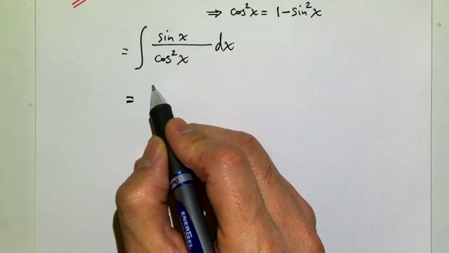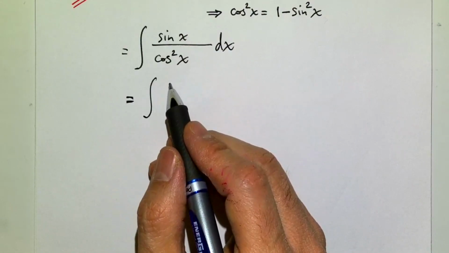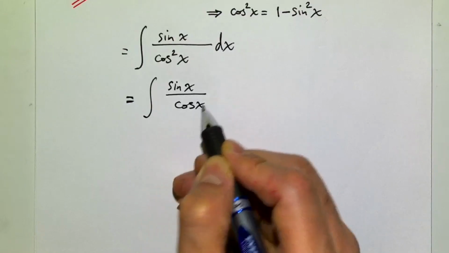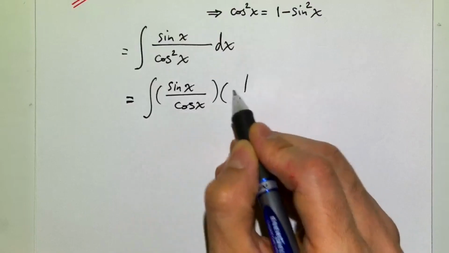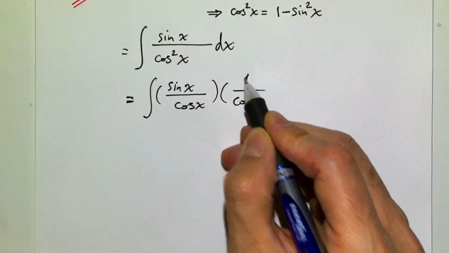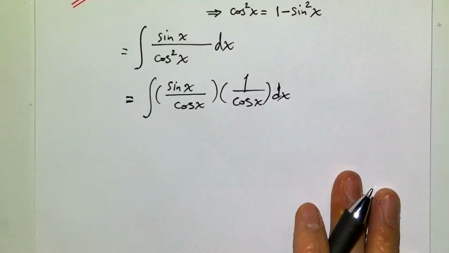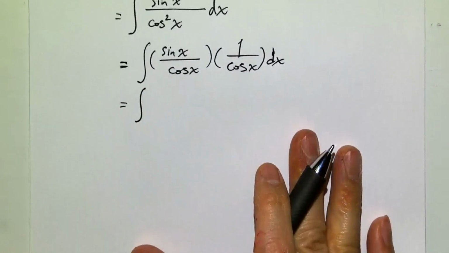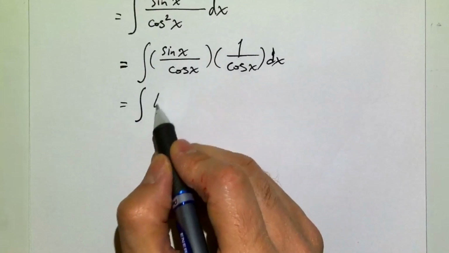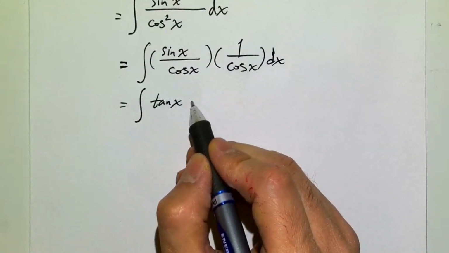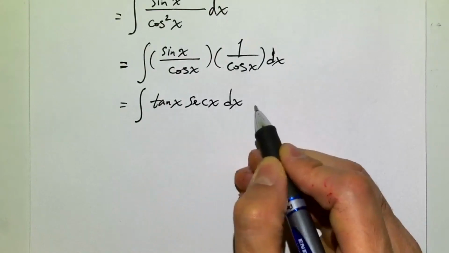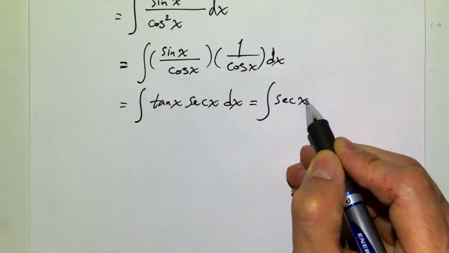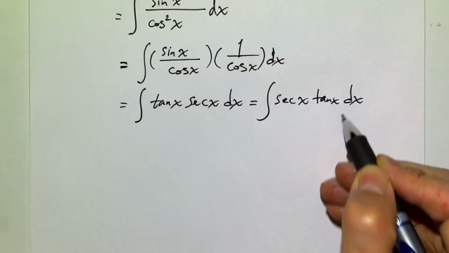So we have sine over cosine, right? So sine of x over cosine of x times 1 over cosine of x dx. So now we're getting something that is going to look familiar. Sine of x over cosine of x is tangent of x, and 1 over cosine of x is secant of x. Or, let me rearrange this so you'll recognize it: integral of secant x tangent x dx.